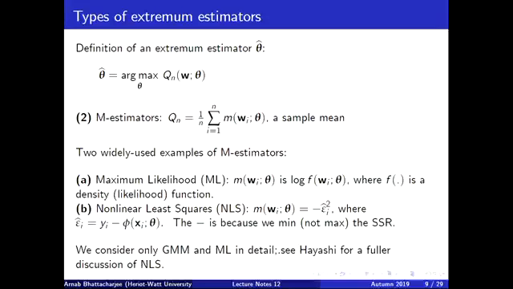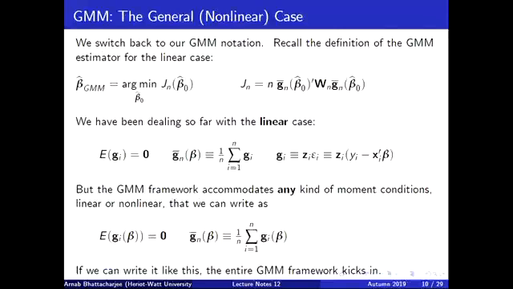Okay. Maximum likelihood falls in this category. In that case, we are going to see soon that this m is the log of some density function or a likelihood function. Nonlinear least squares as well, where this is minus epsilon i squared. So things like this. Okay, so we are going to consider GMM and ML in detail.